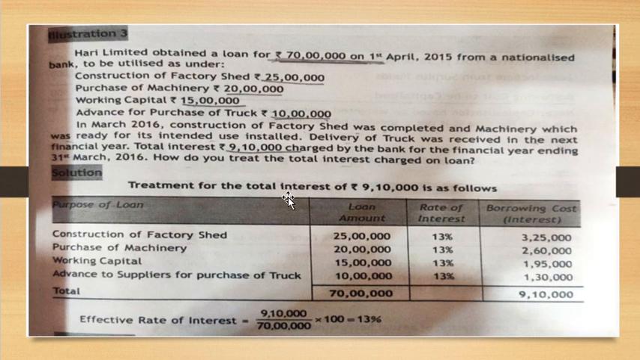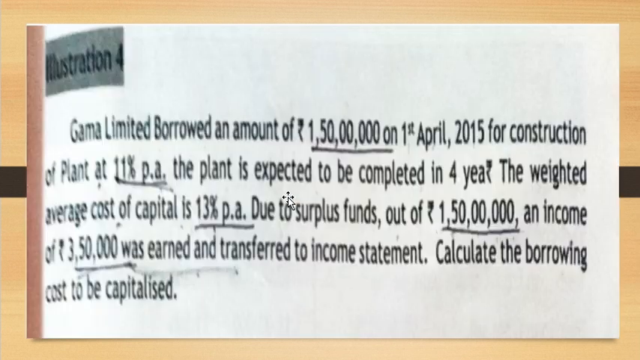So we will get into the next problem. The next problem is illustration 4. Gamma Limited borrowed an amount of rupees 1 crore 50 lakh on 1st April 2015 for construction of a plant.